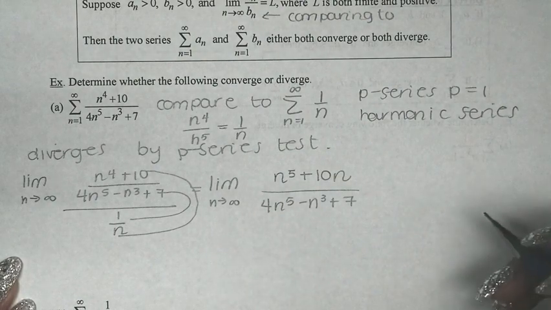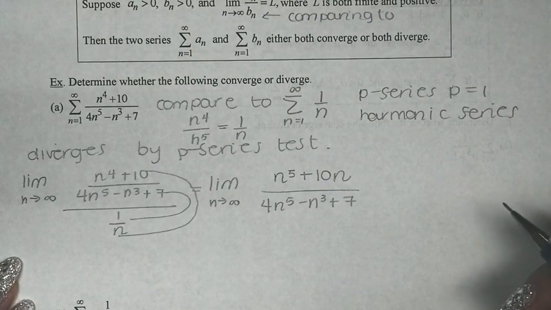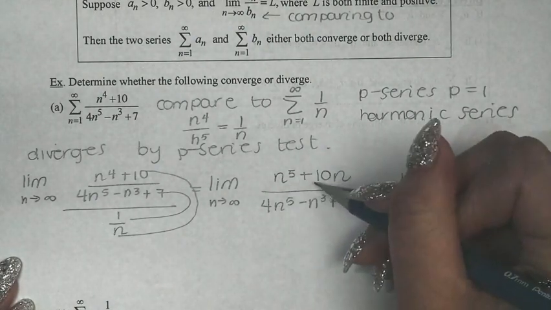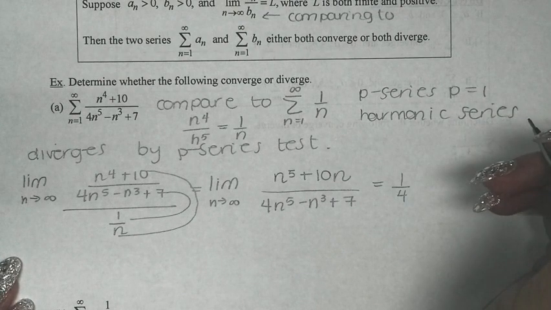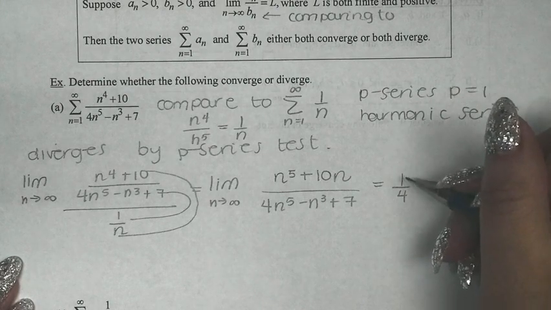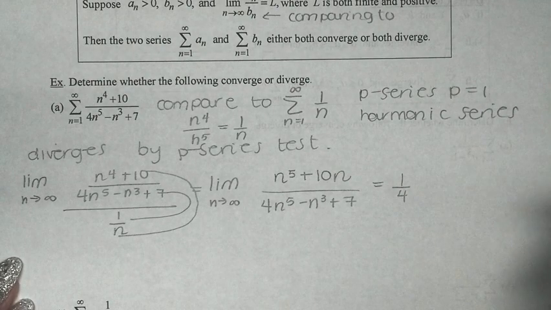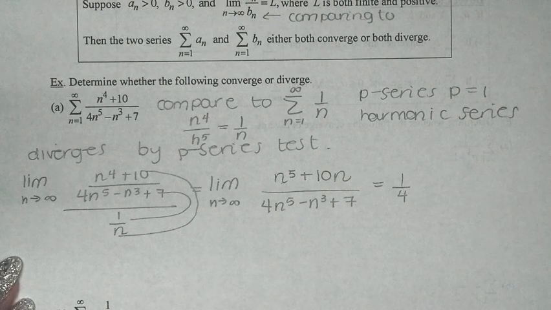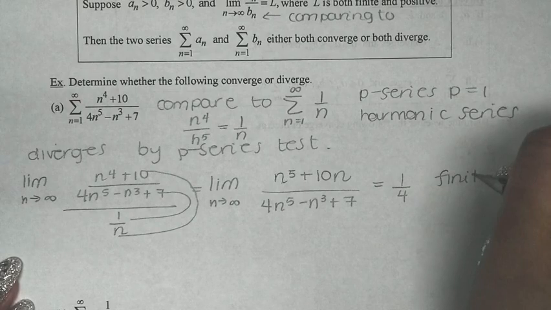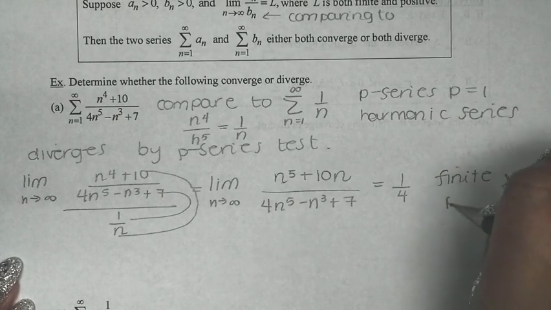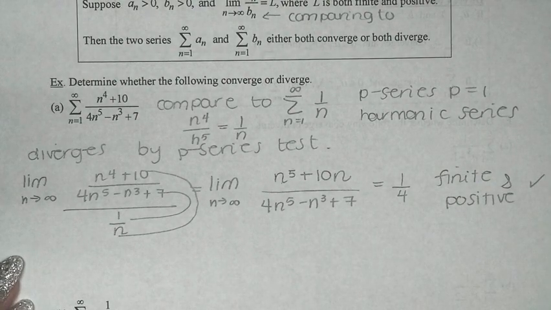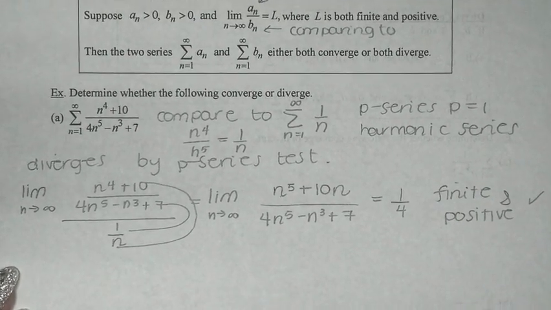Since you compare the highest exponent of both, this limit is going to be 1 over 4. Otherwise you can divide every single term by n to the power of 5 and you would get the same thing. Or worst case scenario, you would do L'Hopital, but then you would need to justify 5 times L'Hopital and you would have the same thing. So you can see that this number is finite and positive. So I'm very happy because with this, we can conclude with the limit comparison test.